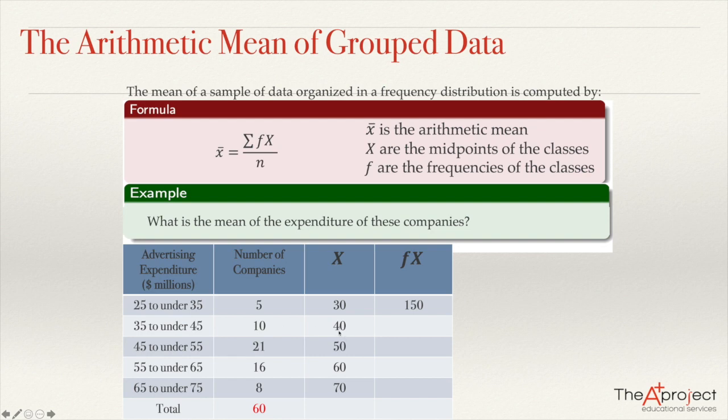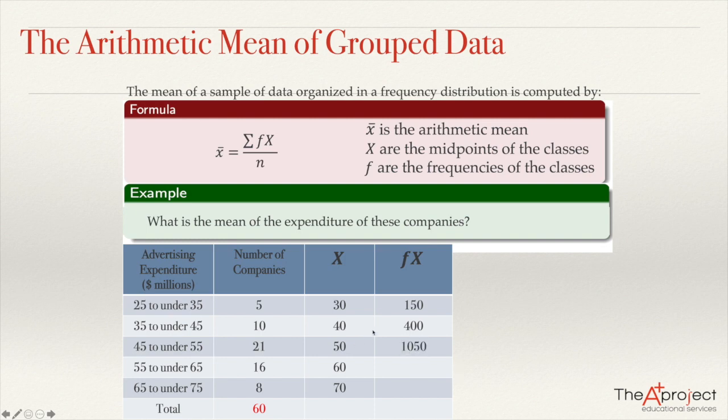10 times 40 is 400, so type 400 here. Now 21 times 50 is 1050, so I'm going to type 1050 here.